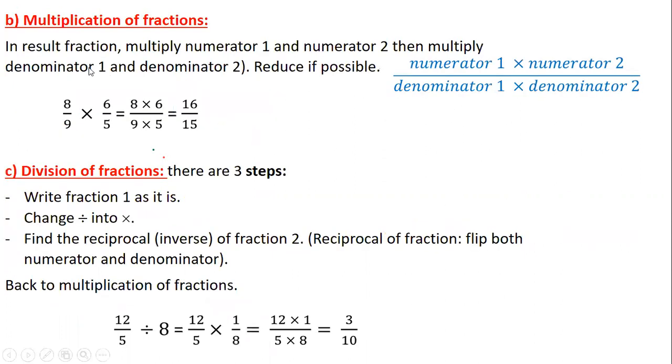Now I want to discuss multiplication of fractions. I have the first fraction 8/9, the second fraction 6/5. In between we have multiplication. In multiplication I don't care about like or unlike, only in addition and subtraction like and unlike. But let's see multiplication, the procedure is very easy. We multiply numerator 1 times numerator 2 over denominator 1 times denominator 2. So we multiply 8 times 6 over 9 times 5.